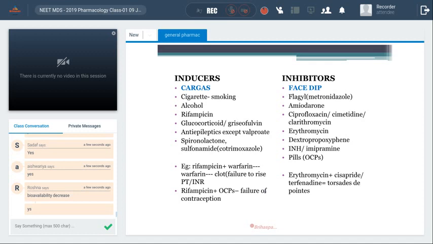Phase dip: A for amiodarone, C for ciprofloxacin, cimetidine, and clarithromycin, E for erythromycin. Many times questions will revolve around erythromycin because it's a very popular enzyme inhibitor. Then you have dextropropoxyphene, then you have INH, isoniazid. So rifampicin was an inducer, isoniazid is an inhibitor. Then you have oral contraceptive pills, P for pills. Remember this mnemonic. So here what is happening? The second drug will produce toxicity. Say for example, you combine erythromycin with cisapride or terfenadine. They are both cardiotoxic. So what happens? More toxicity on the heart. They can have cardiac arrhythmias.